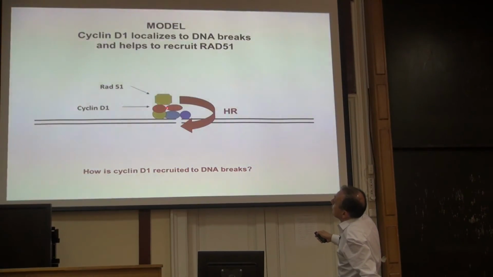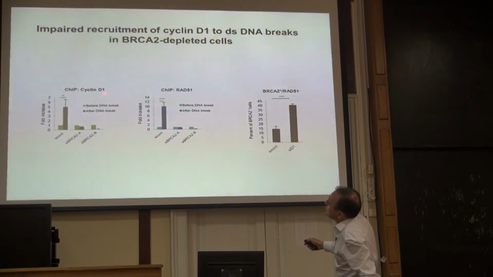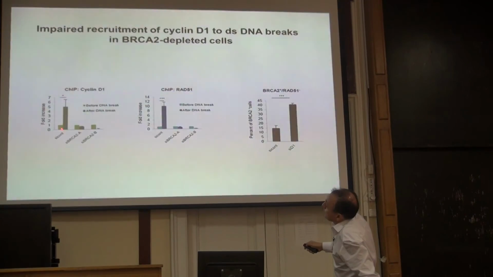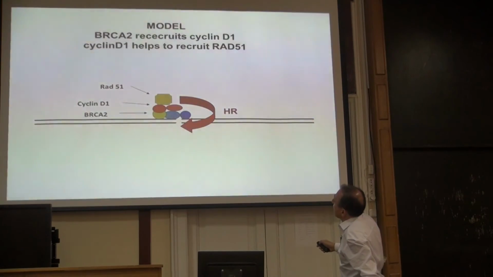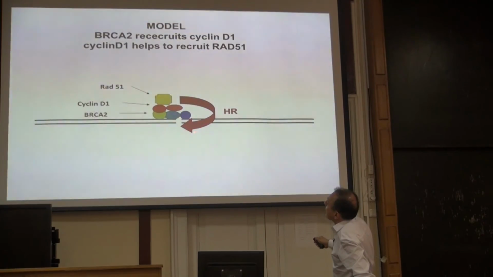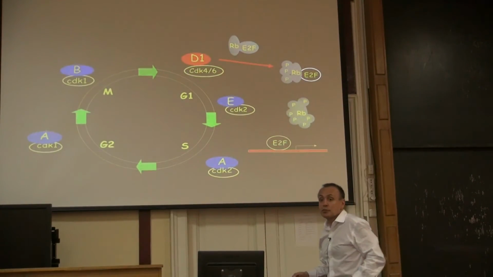So I showed you that if we don't have cyclin D1, there is less RAD51 recruitment. Now we want to see, if we don't have the green protein, if we don't have BRCA2, would cyclin D1 be recruited? And the answer is no. This is recruitment of cyclin D1 to DNA before and after the cut. And if we knock down BRCA2, now this recruitment is gone. Also, recruitment of RAD51 is gone, as expected. So in summary, when you have a DNA break, BRCA2 helps to recruit cyclin D1. Cyclin D1 is recruiting RAD51, and RAD51 is driving the homologous recombination process.